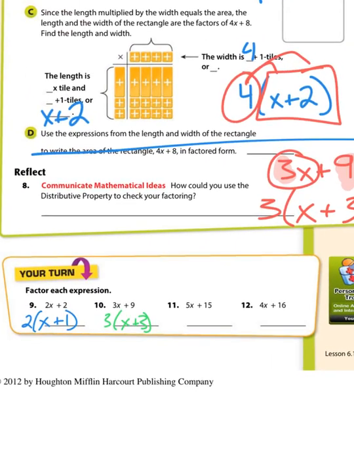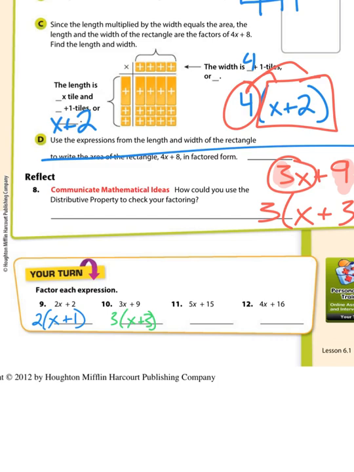All right, so pause the video, see if you can do 11 and 12 on your own. Play it back to see if you got it right. I'm going to walk through these kind of slowly, so if you feel like you could use one more example together, keep watching number 11 and then pause it and try number 12. All right, 5x plus 15. They have a 5 in common, so I'm going to pull out a 5. 5x divided by 5 is x. 15 divided by 5 is 3.